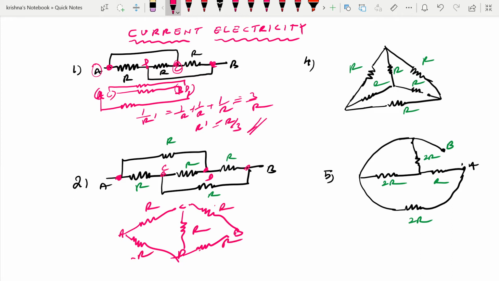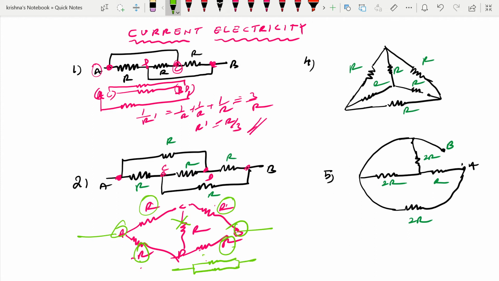As all are the same resistance, it follows the Wheatstone principle. So P by Q equal to R by S, or R by R is equal to R by R. So no current flows through the middle resistor. The middle one doesn't conduct any current, so this R and R will be in series, 2R. In between A and B the effective resistance will be 2R, and down also 2R.